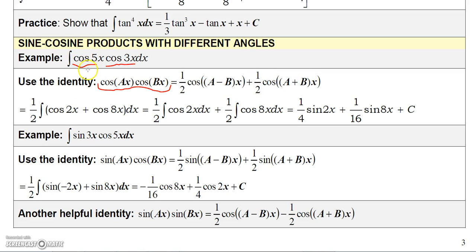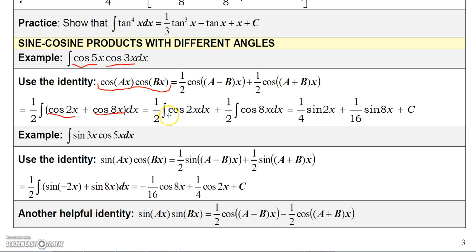So actually, I can write cosine of 5x times cosine of 3x as 1/2 of cosine of 5 minus 3, which would be 2x, plus cosine of 5 plus 3, which would be 8x. And then you can just evaluate each of these cosine integrals separately if you like.